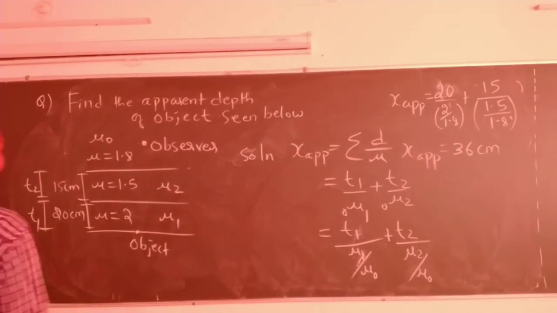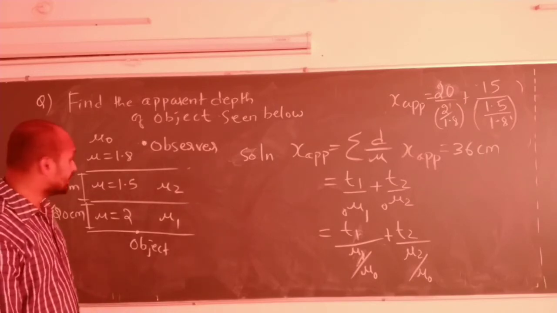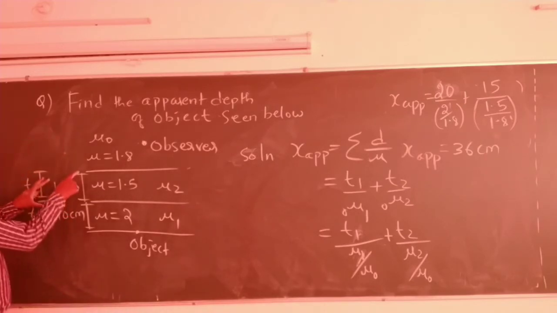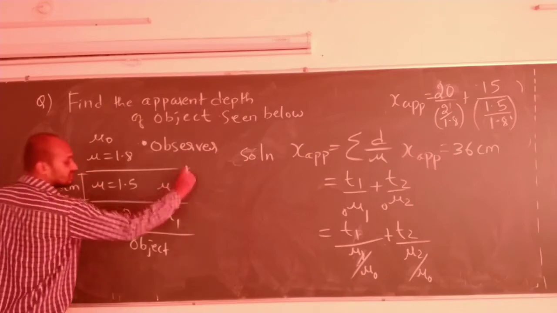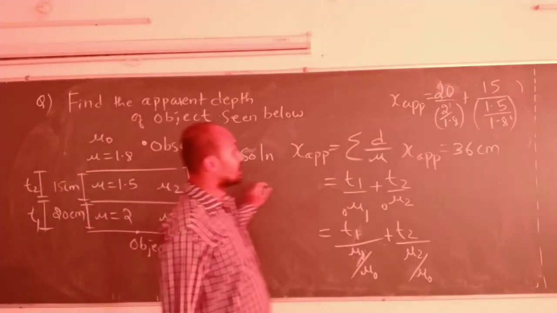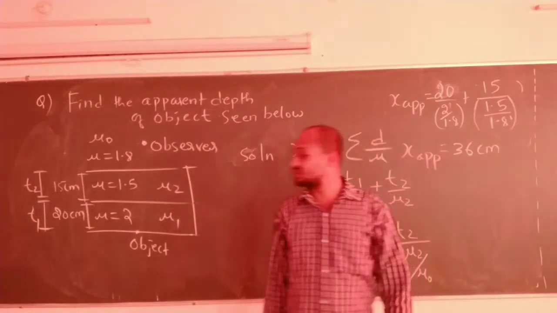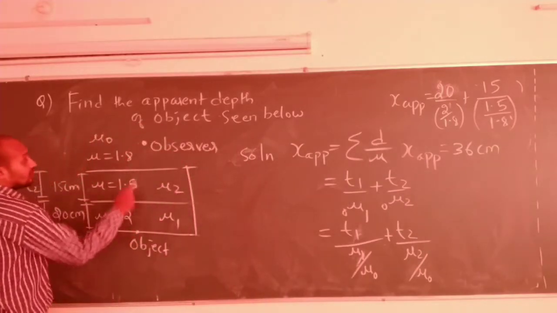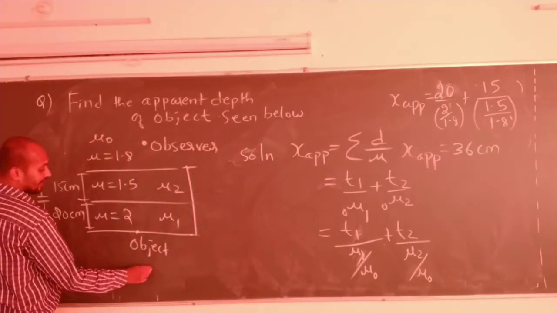What is this 13 centimeter? Sorry, what is this 36 centimeter? If the object's real depth from this is how much? This is the real depth due to these 2 slabs. How much is it? 20 plus 15, which is 35. Real depth was 35 centimeter. Now apparent depth is 36 centimeter. So for him this image will look like somewhere here.